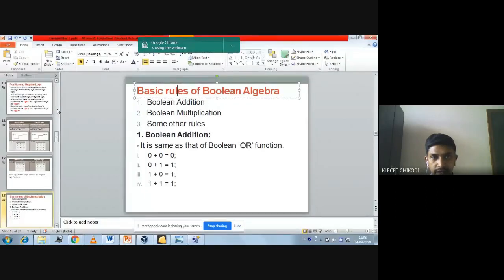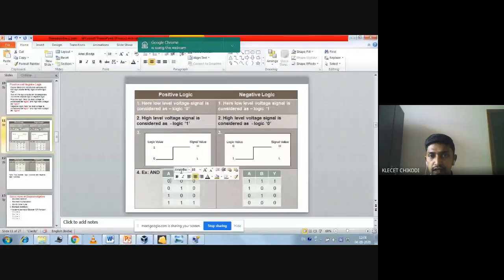Yesterday we have seen the differences between positive logic and negative logic, and I think this is clear, right? How the positive logic AND gate is equal to the negative logic OR gate. Because the truth tables are identical here. You can see both the truth tables are identical. So that's why the positive logic AND gate is equal to the negative logic OR gate.